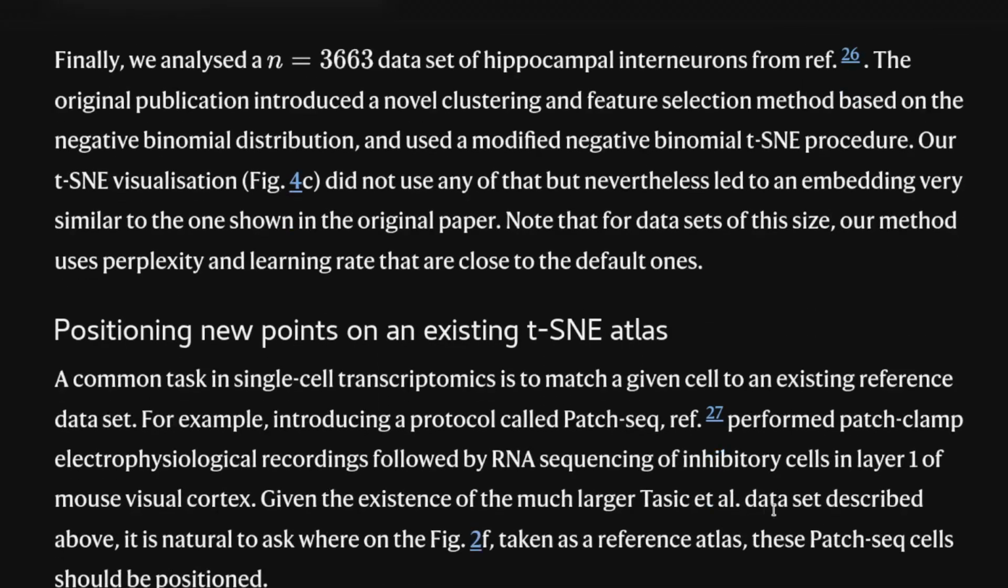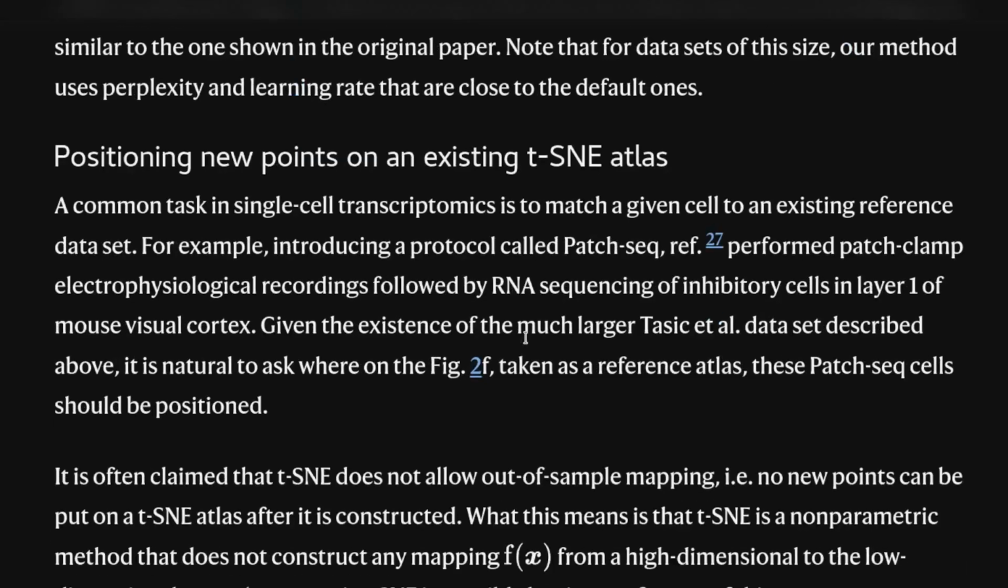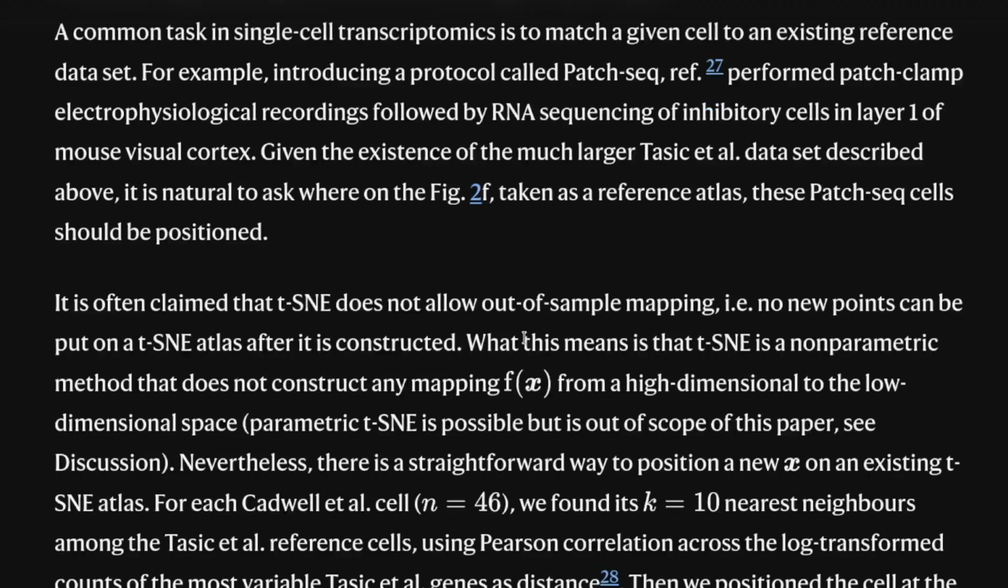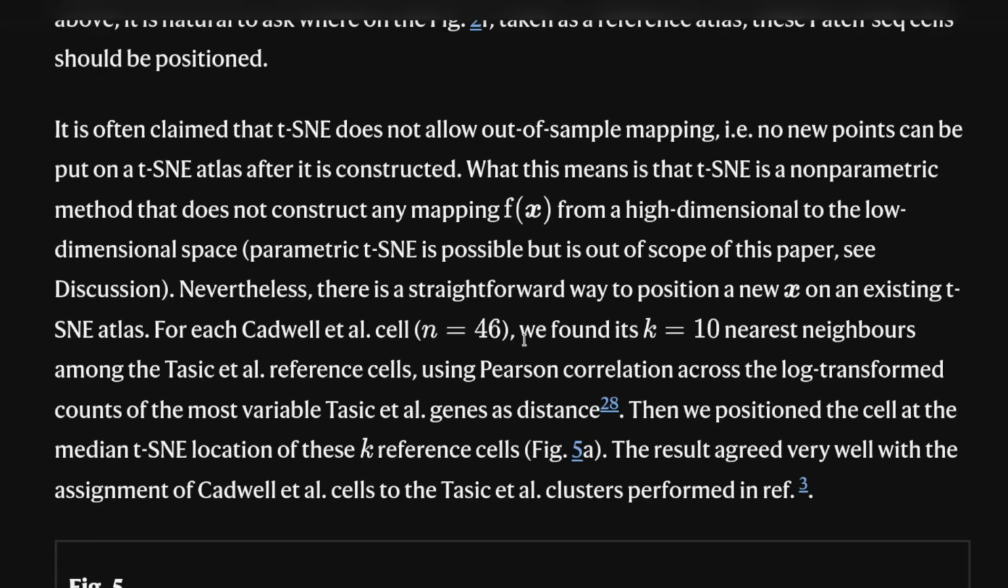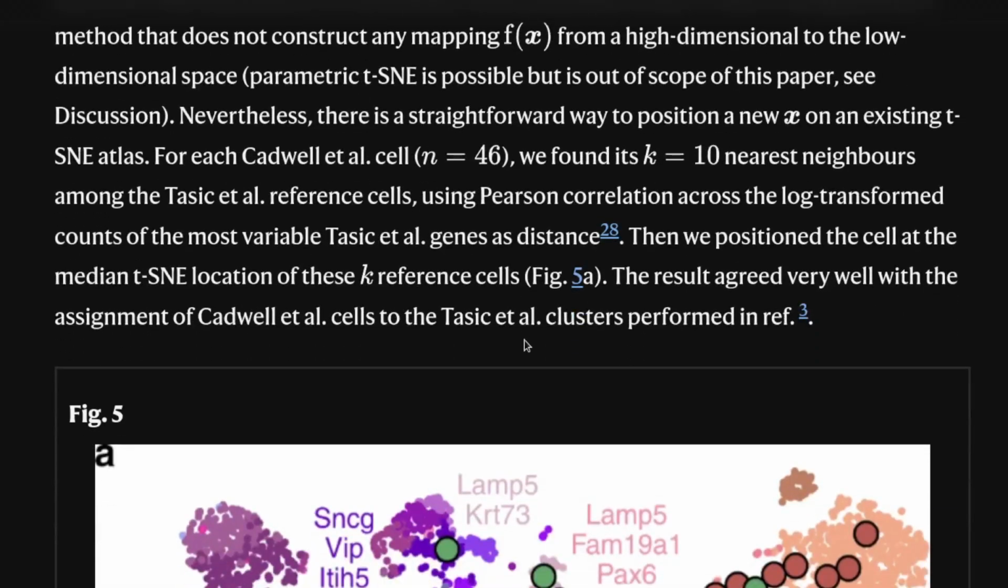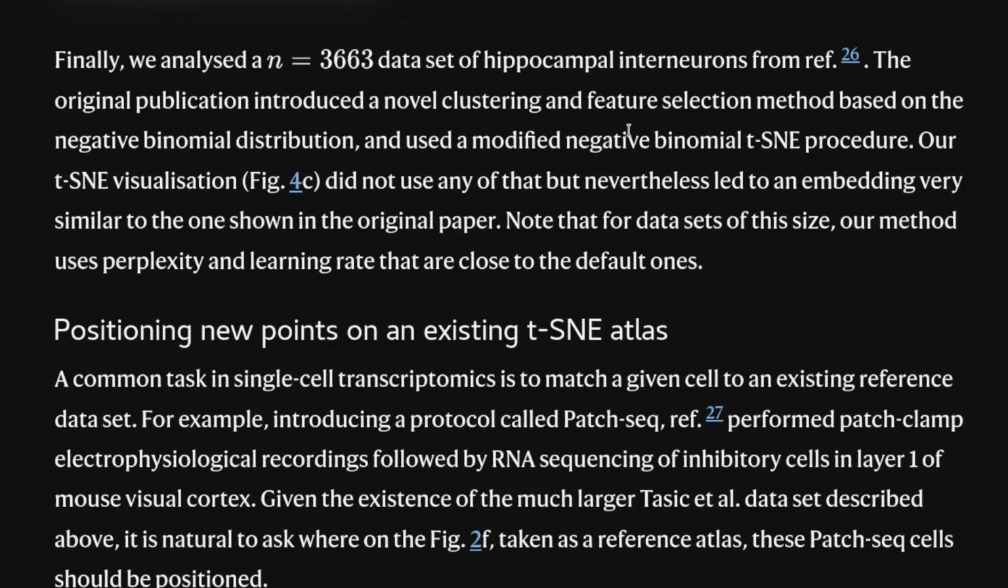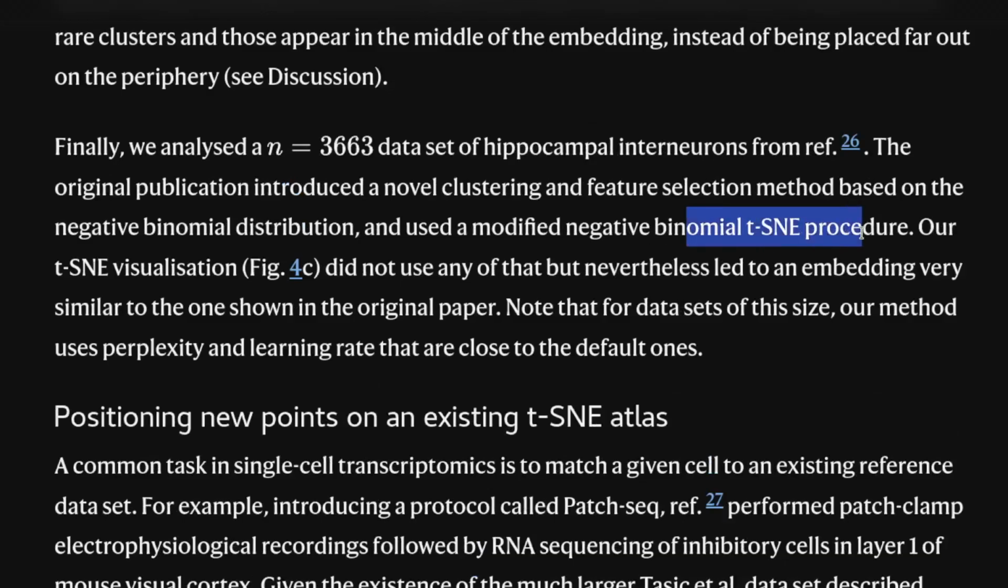This dataset shows one limitation of our method. The data contains several very distinct but very rare clusters, and those appear in the middle of the embedding instead of being placed far out on the periphery. See discussion. Finally, we analyzed a dataset of hippocampal interneurons from Ref 26. The original publication introduced a novel clustering and feature selection method based on the negative binomial distribution and used a modified negative binomial t-SNE procedure. Our t-SNE visualization, Figure 4c, did not use any of that but nevertheless led to an embedding very similar to the one shown in the original paper.